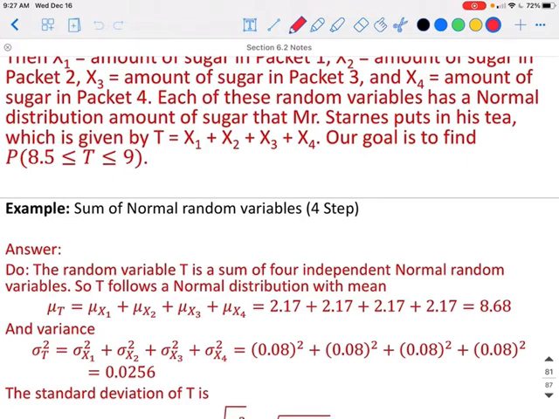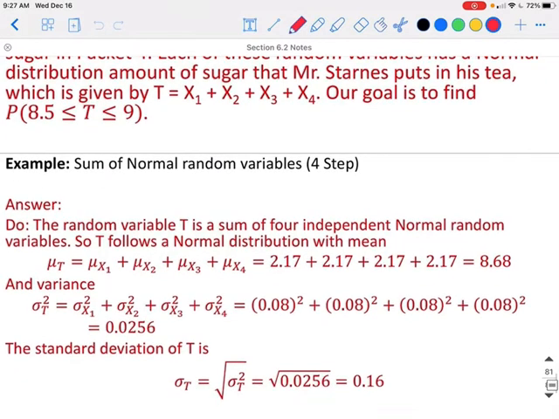And to find the variance, you're going to take the standard deviation of each packet and you're going to square them and then add them together. Now, it was told to you that each packet has a standard deviation of 0.08 grams. So you're going to do 0.08 squared 4 times because there are 4 packets, and you'll get a variance of 0.0256. Remember, to find that standard deviation, you will then just take the square root, and you're going to get a standard deviation of 0.16.